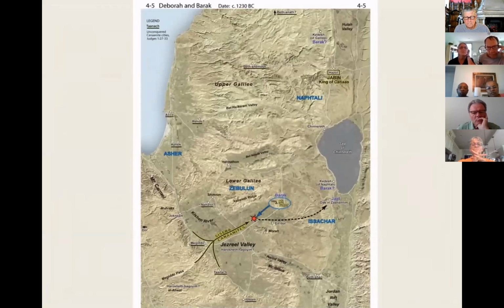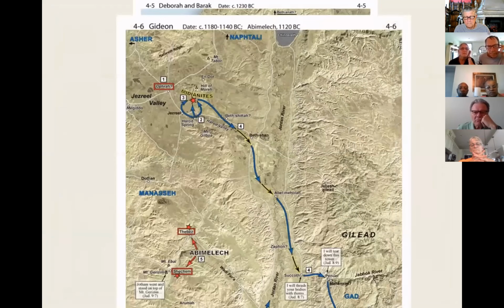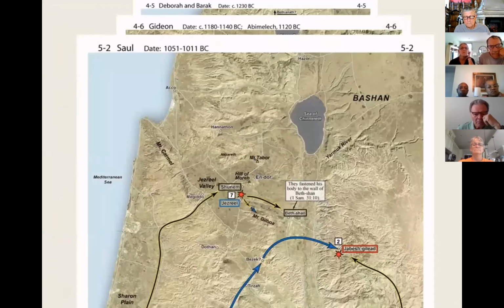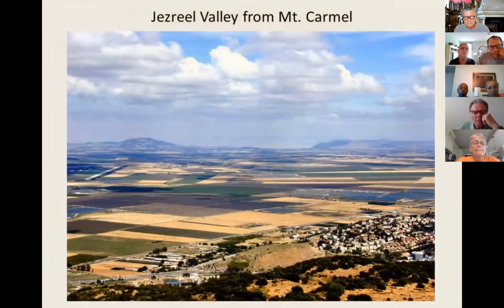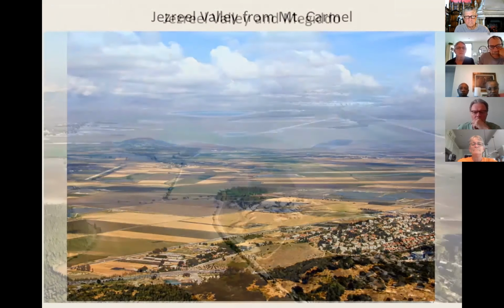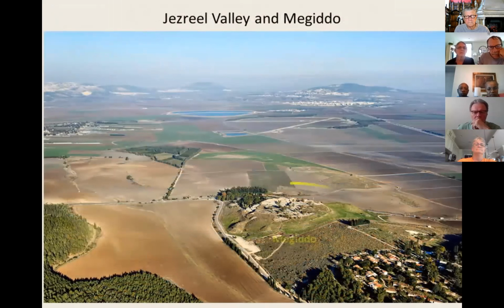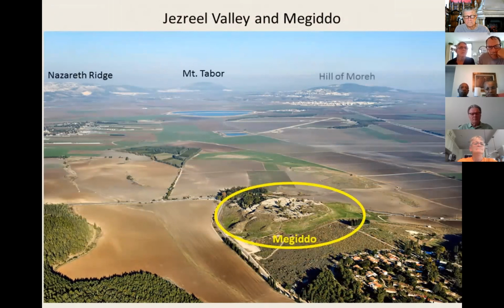There are many biblical events that occurred in the Jezreel Valley because it is the number one way to cross east-west through the country. Here is the wide Jezreel Valley, looking from Mount Carmel as far as Gilead in Transjordan, and the ruins of ancient Megiddo overlooking the Jezreel Valley. Across the valley are the Nazareth Ridge, Mount Tabor, and the Hill of Moreh.